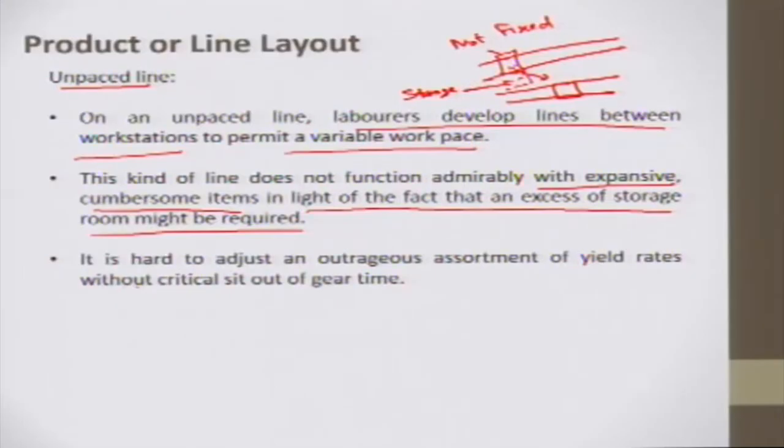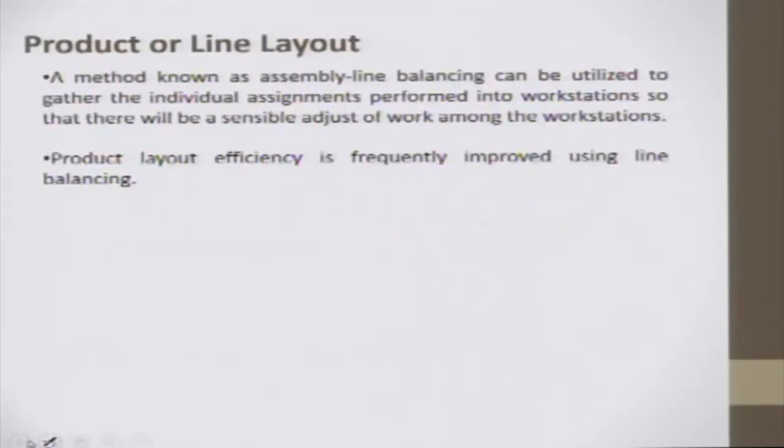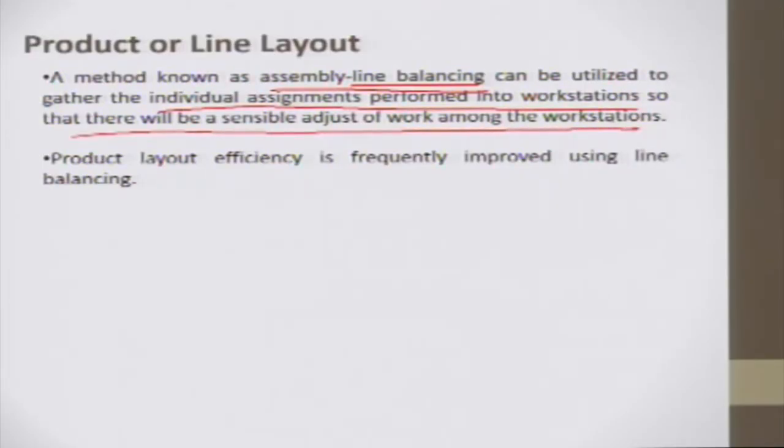It is hard to adjust an outrageous assortment of yield rates without critical idle time. Now there is a method known as line balancing or assembly line balancing that can be utilized to gather the individual assignments performed into the workstations so that there will be a sensible balance of work among the workstations. So what is actually line balancing?